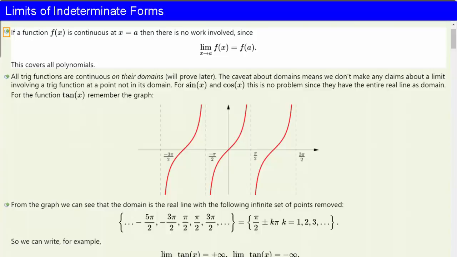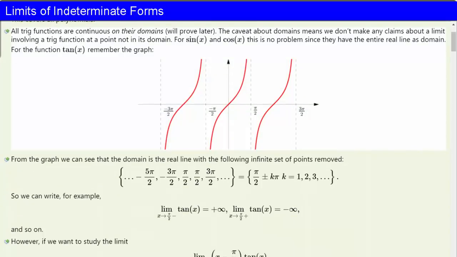This lecture should be titled Fun and Games with Limits, since we are going to outline a bag of tricks and techniques for evaluating limits. If in fact the function f of x is continuous at x equal a, then there is no work involved in calculating the limit at a of f of x, since that limit is f of a.